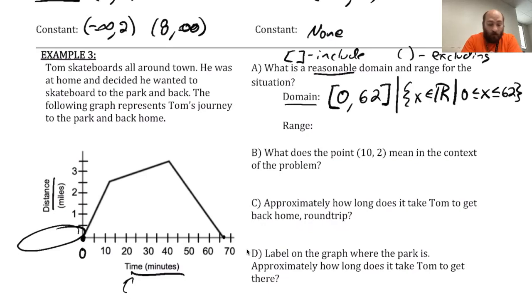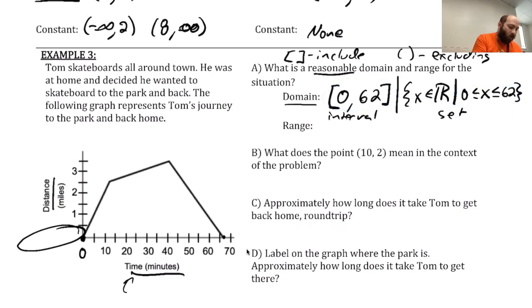So two methods here. There's interval and then there's set. So this is just saying all the X values from 0 to 62. This is saying all real numbers, as long as the values are 0 to 62. And we'll probably go over this more in depth if we need to.